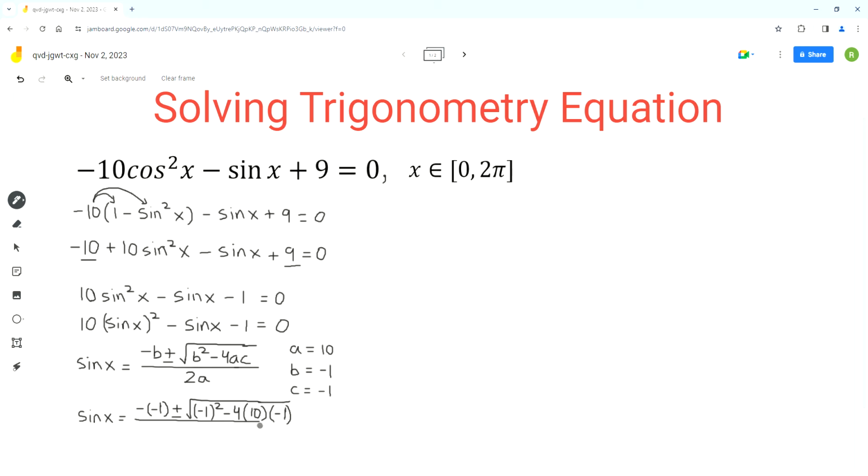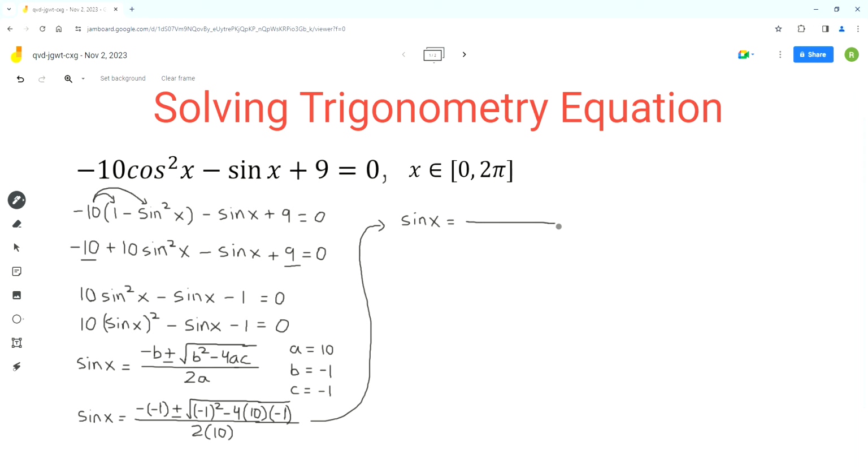And then in the denominator we get 2 times 10. And now we can continue with the calculation on the right side. So we have to simplify this expression. So we'll start by simplifying the terms under the square root.